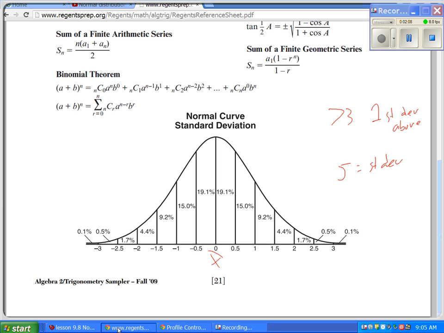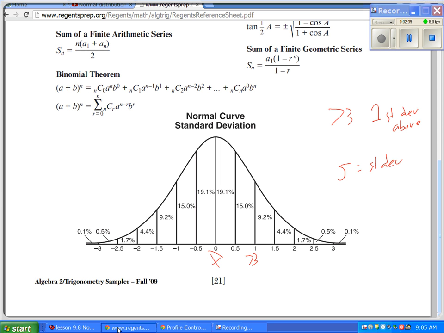At the where? To the right. Which one? At the 1? Yes. Because it's how many standard deviations? It's 1 standard deviation. It's not 0.5 standard deviations above the mean. It's 1 standard deviation above the mean. So what goes here? How do I figure out what 0.5 standard deviations above the mean is?